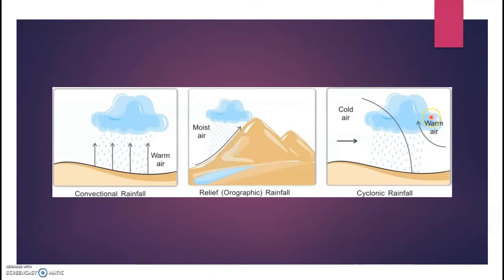Okay, so children, you have to study only the names of these rainfalls. There are three types of rainfalls, which are the convectional rainfall, relief or orographic rainfall, and cyclonic rainfall. You have to study only the names of these rainfalls.